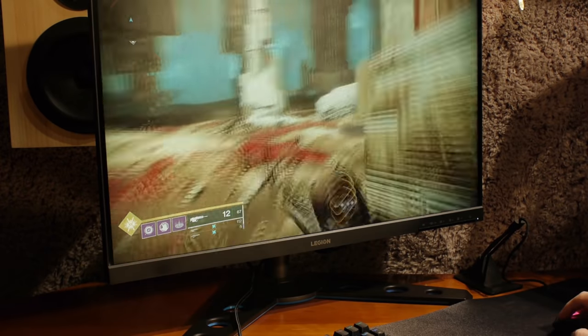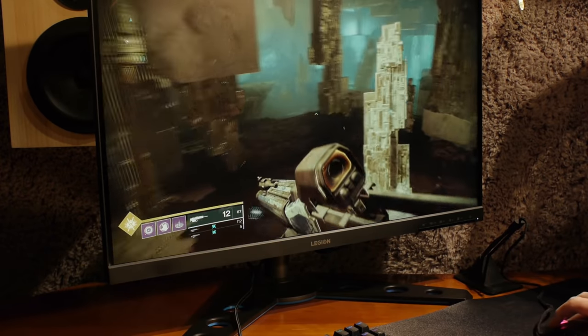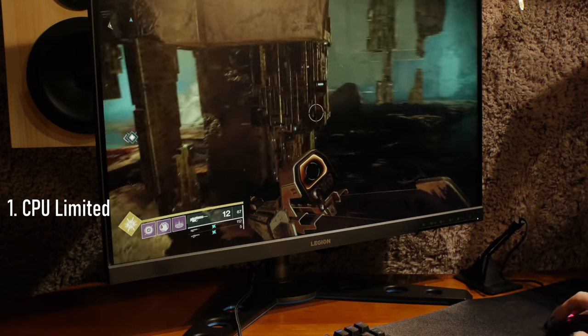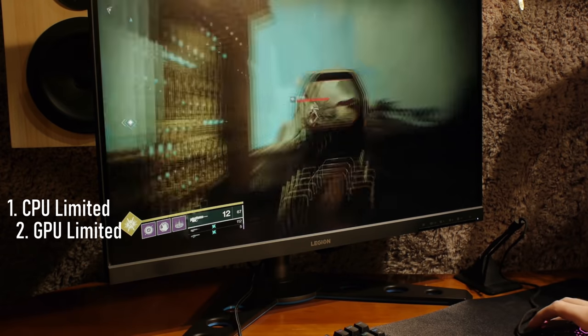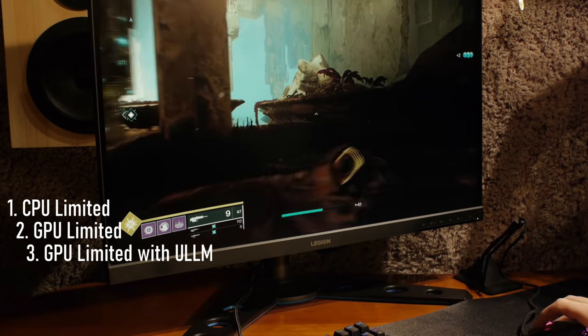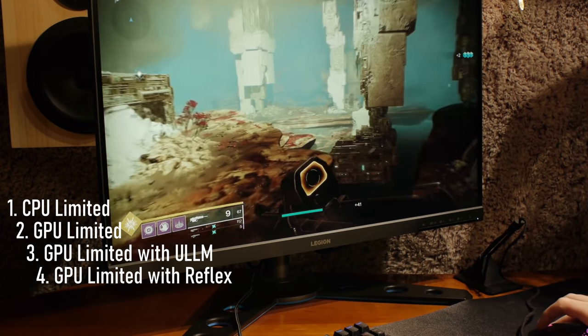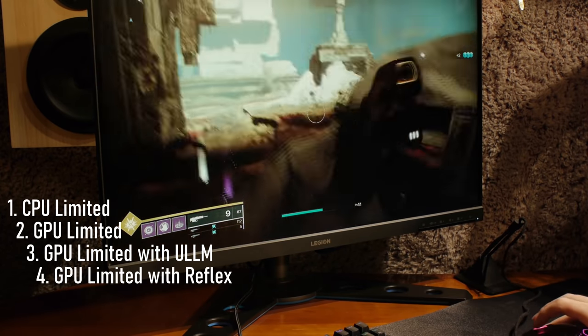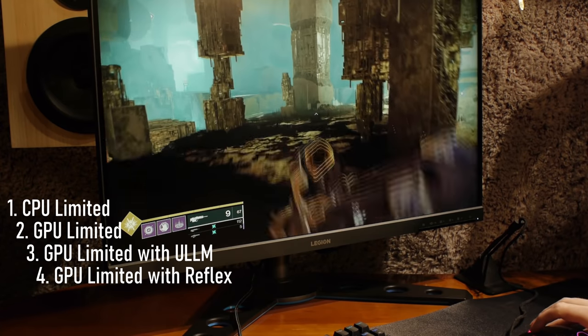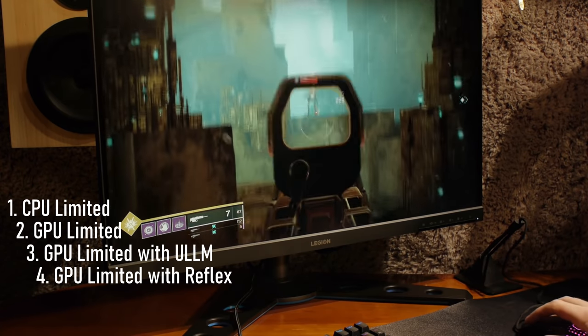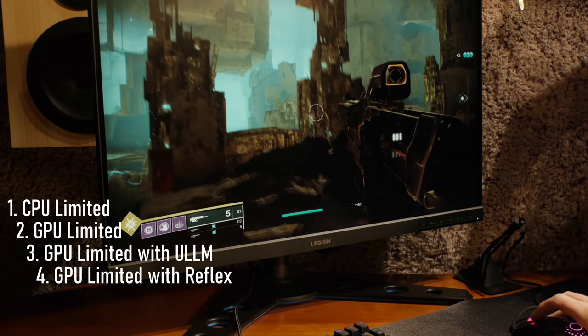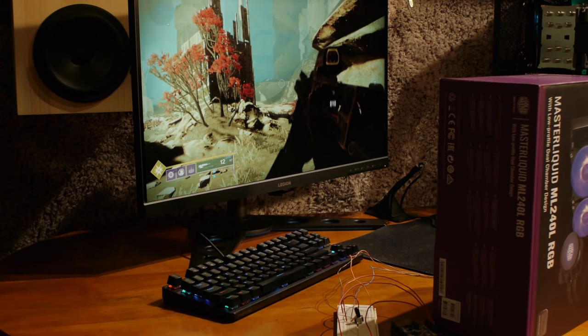Destiny 2 is also a good game to start with because I can test four different scenarios. Number 1, CPU limited or capped. Number 2, GPU limited. Number 3, GPU limited with ULLM. And number 4, GPU limited with Reflex. And as you'll see coming up, Destiny 2 really highlights how important Reflex is. But we'll get there. My test scene was in this cave on Nessus.